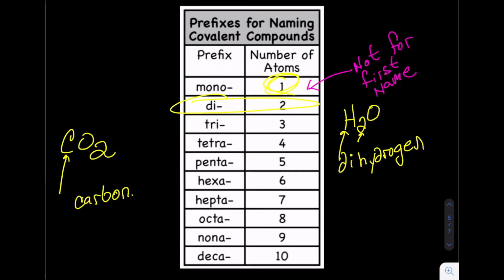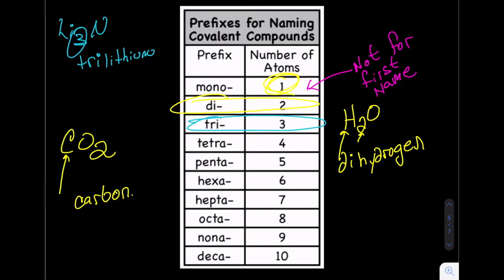Okay, let's try just one more before we move on. Let's not do H3. Let's do Li3N. Okay, so we look up the first atom, which is lithium. We note that there are 3 lithium. So 3 is tri, so this is going to be trilithium. Okay, again, we're just focusing on the first name.